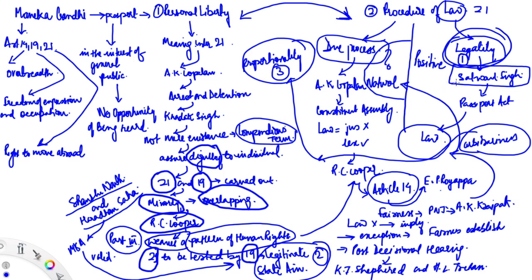And this has been laid down in Satwant Singh case. This was the case which held that the right to go abroad is to be interpreted under Article 21, and without any law there can be no restrictions for the purpose of Article 21, and hence the Passport Act was enacted.